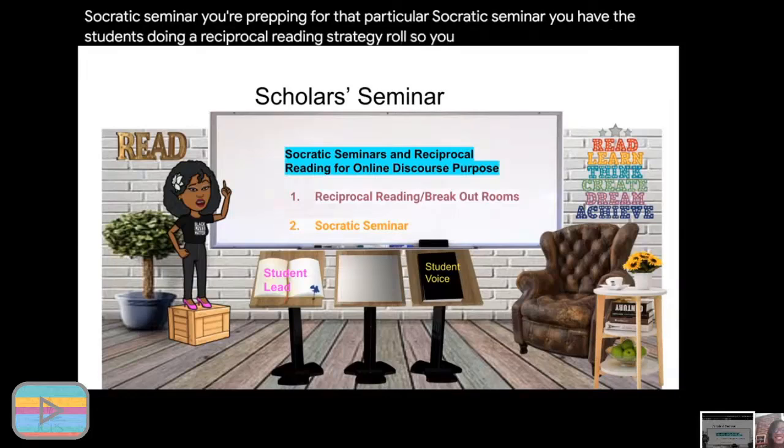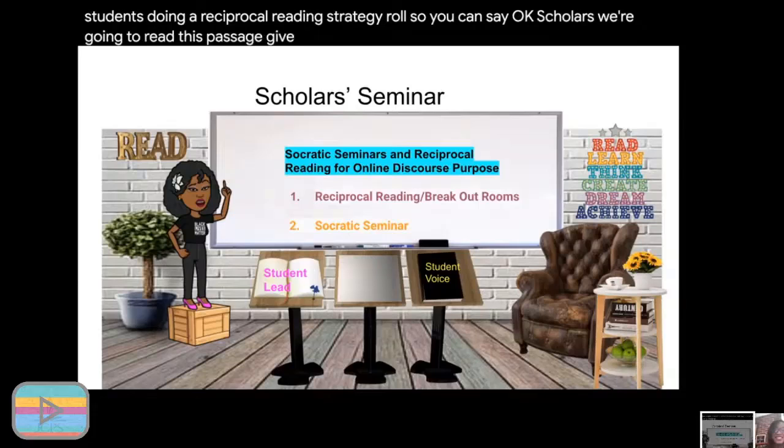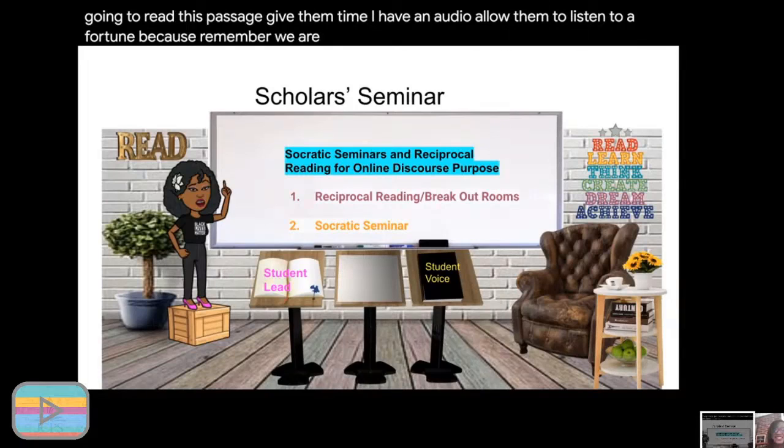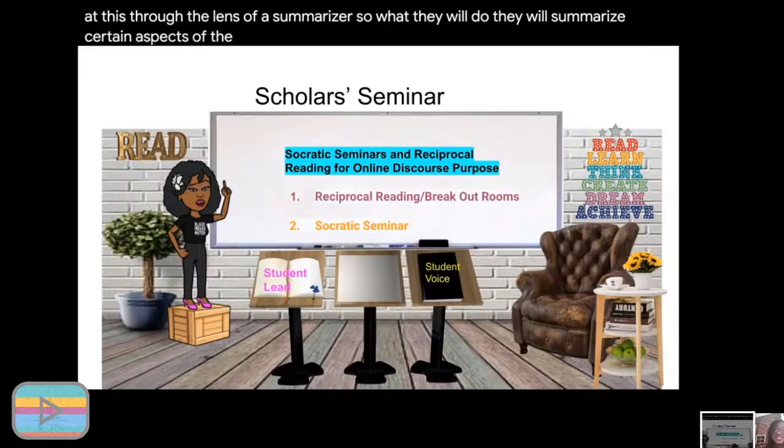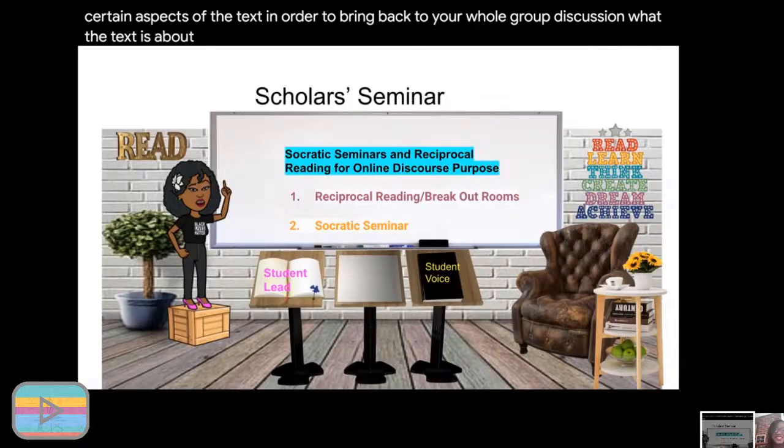So you can say, okay, scholars, we're going to read this passage, give them time to read, or if you have an audio, allow them to listen to a portion, because remember, we are differentiating the learning, and say we're looking at this through the lens of a summarizer. So what they'll do, they'll summarize certain aspects of the text in order to bring back to your whole group discussion what the text is about when you summarize.